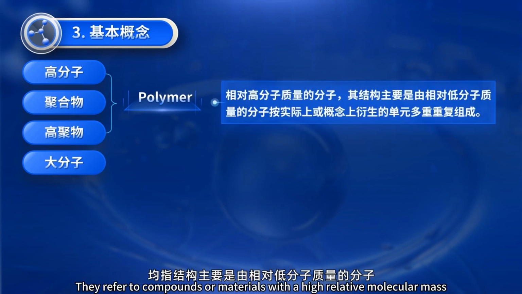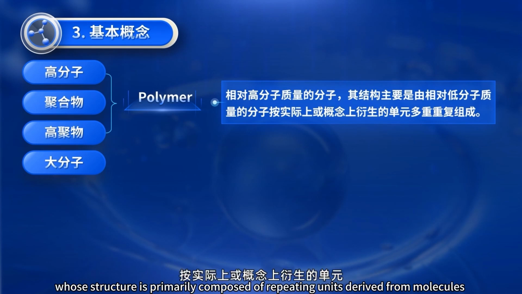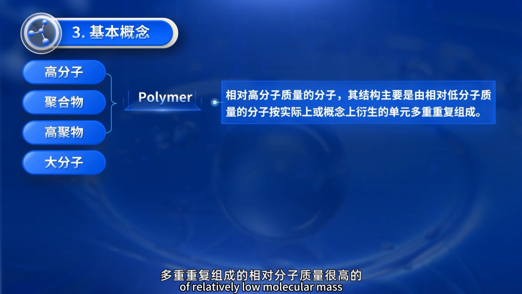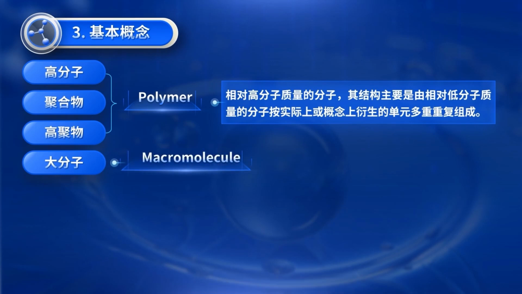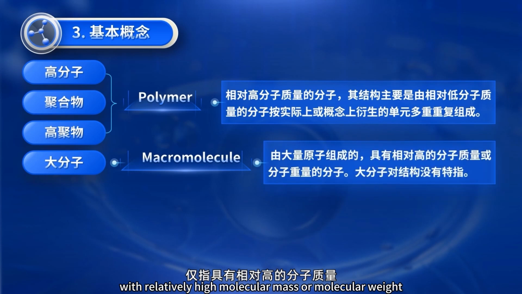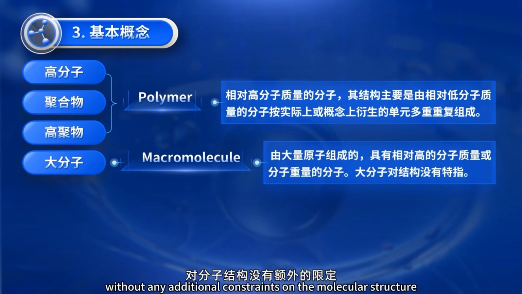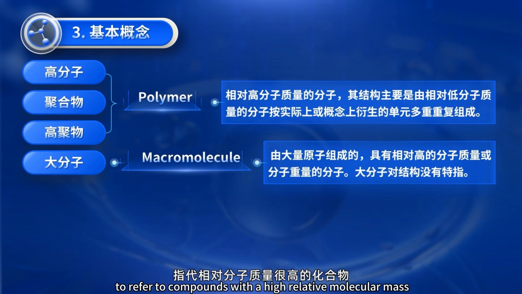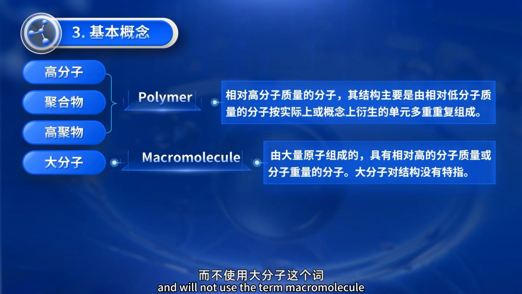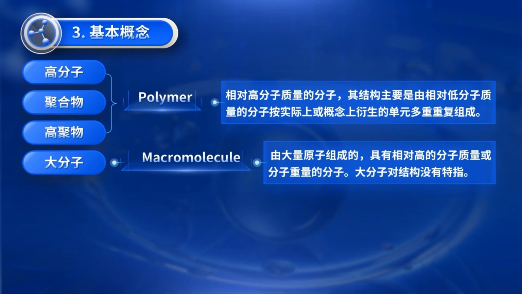They refer to compounds or materials with a high relative molecular mass, whose structure is primarily composed of repeating units derived from molecules of relatively low molecular mass. Macromolecule only refers to molecules with relatively high molecular mass or molecular weight, without any additional constraints on the molecular structure. In this course, we will use polymer, polymer, or high polymer to refer to compounds with a high relative molecular mass, and will not use the term macromolecule.